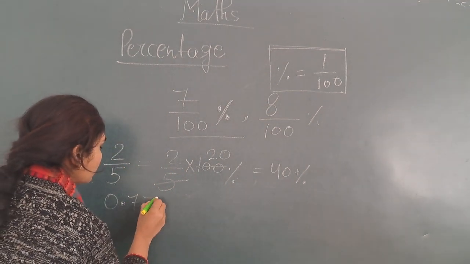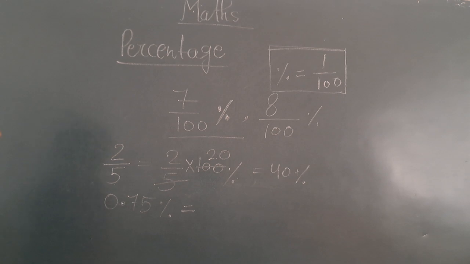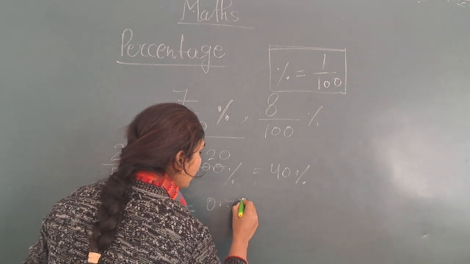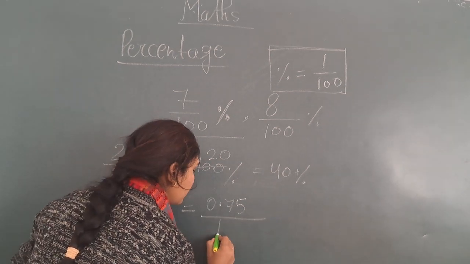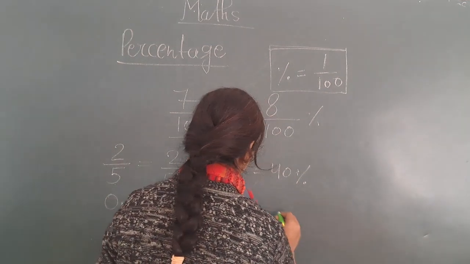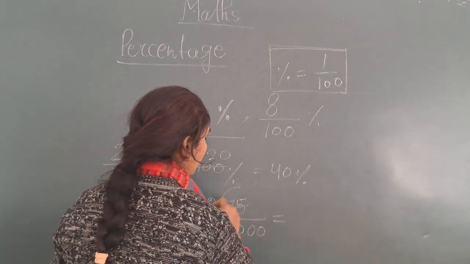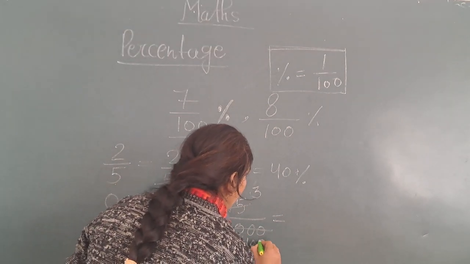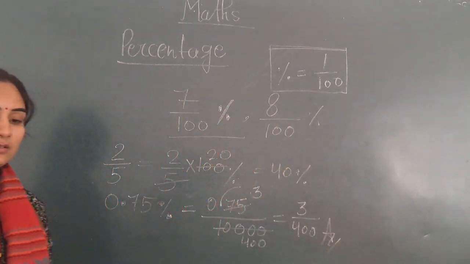If I have the number 0.75%, I have to convert it into a fraction first and then remove the percentage sign. To remove the percentage, we will divide by 100 to convert it into a fraction. So what will the fraction be? 3 upon 400 will be the fraction. Okay?